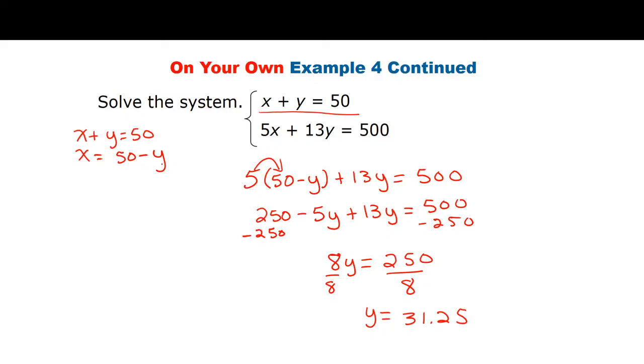So once I have solved for my y, it's pretty easy to go back now and say x plus 31.25 equals 50. Subtract 31.25 from both sides. And I end up with x equals 18.75. All right. So we have finished. The mixture will contain 18.75 of the Sumatra beans and 31.25 of the Kona beans.